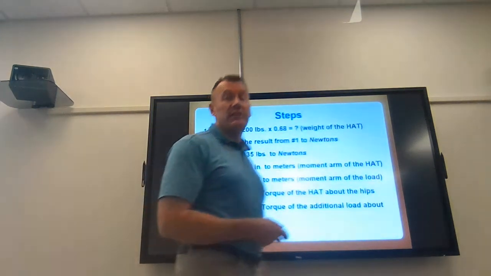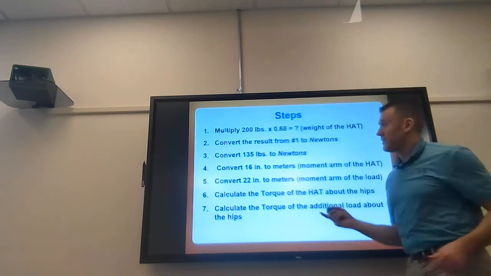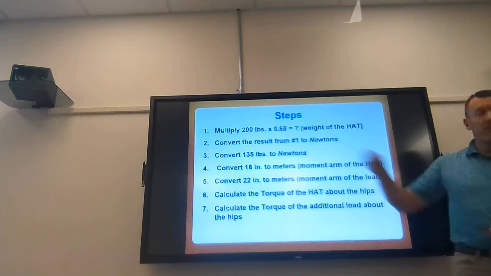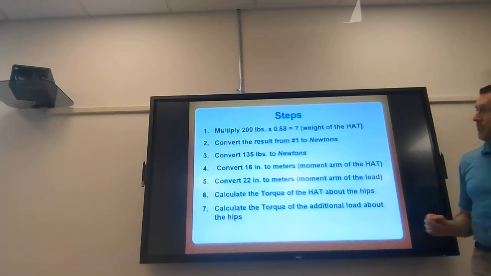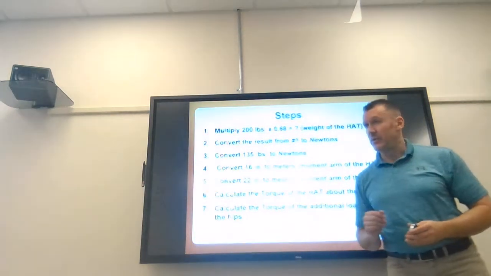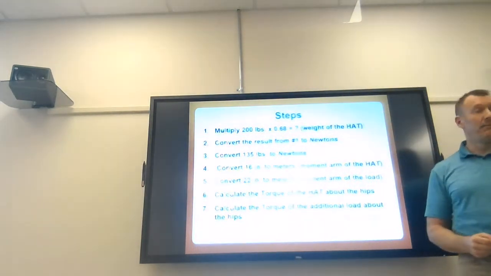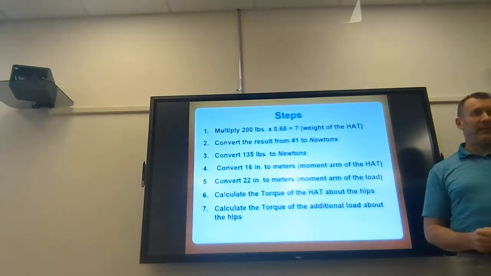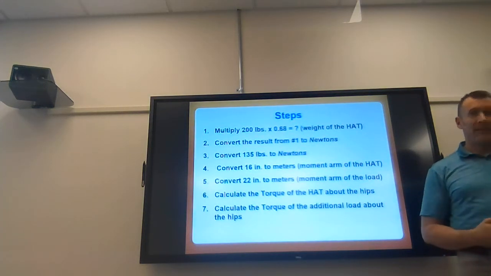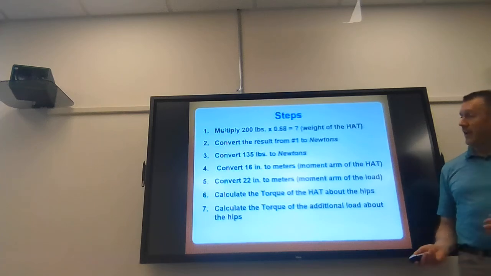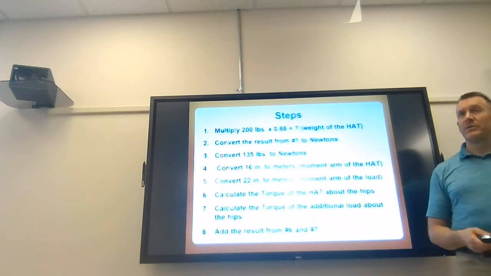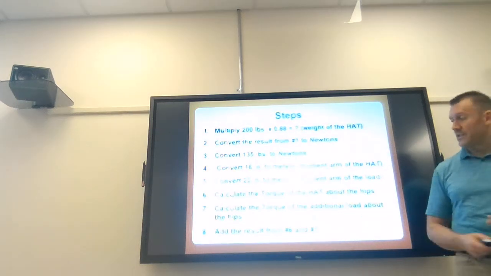So then you calculate the torque of the additional load. So whatever you got for step 3 multiplied by step 5 will give you the resistive torque for the barbell. And so now you've got two torques. And so you just add your result from number 6 and number 7.